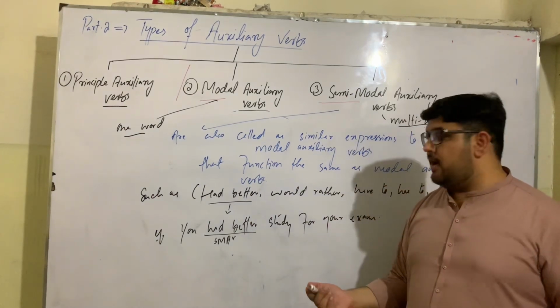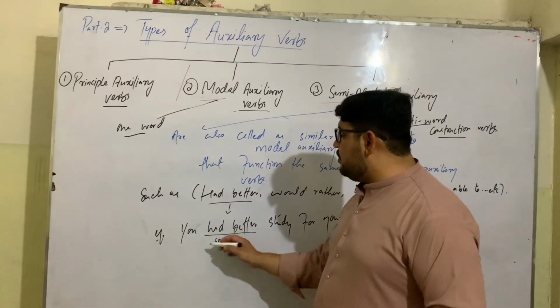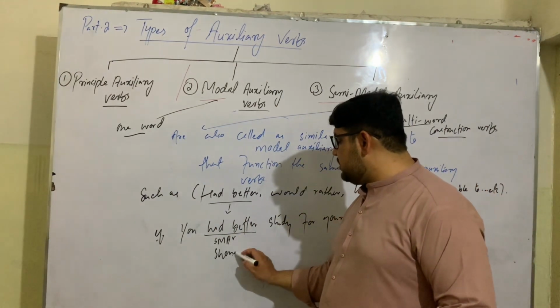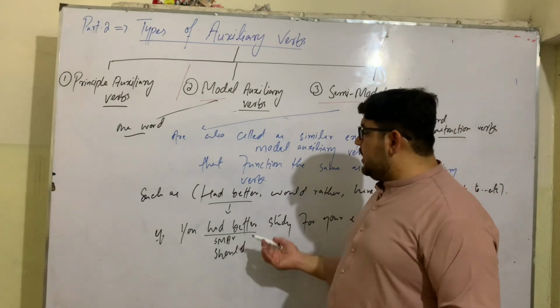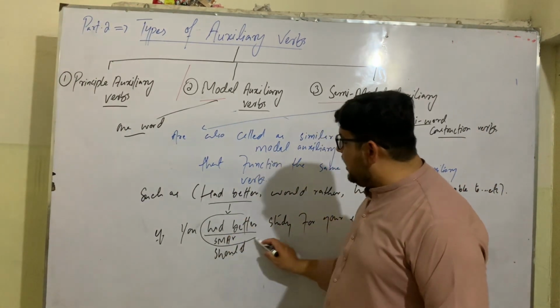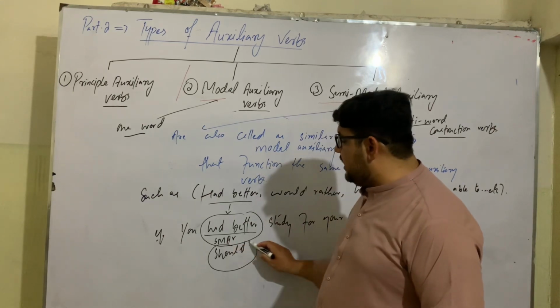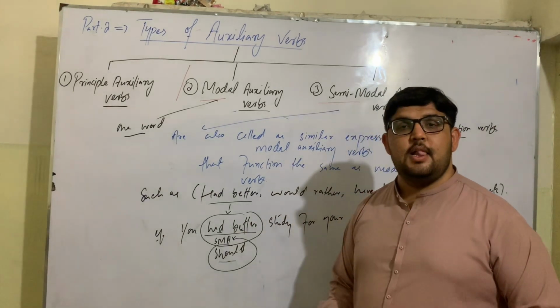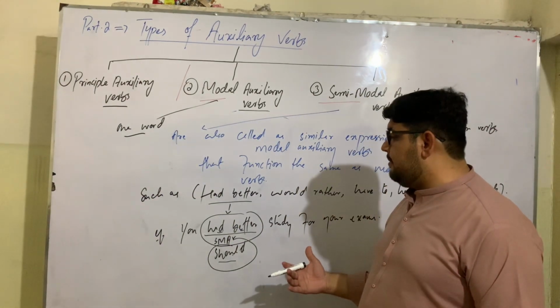It gives the same meaning as should. Like you had better study for your exams. It means you should study for your exams. The meaning is same, the function is same. The difference is that had better is a semi-modal auxiliary verb and should is a modal auxiliary verb. It is made of one word and it is made of multi-words. All the other functions are similar.